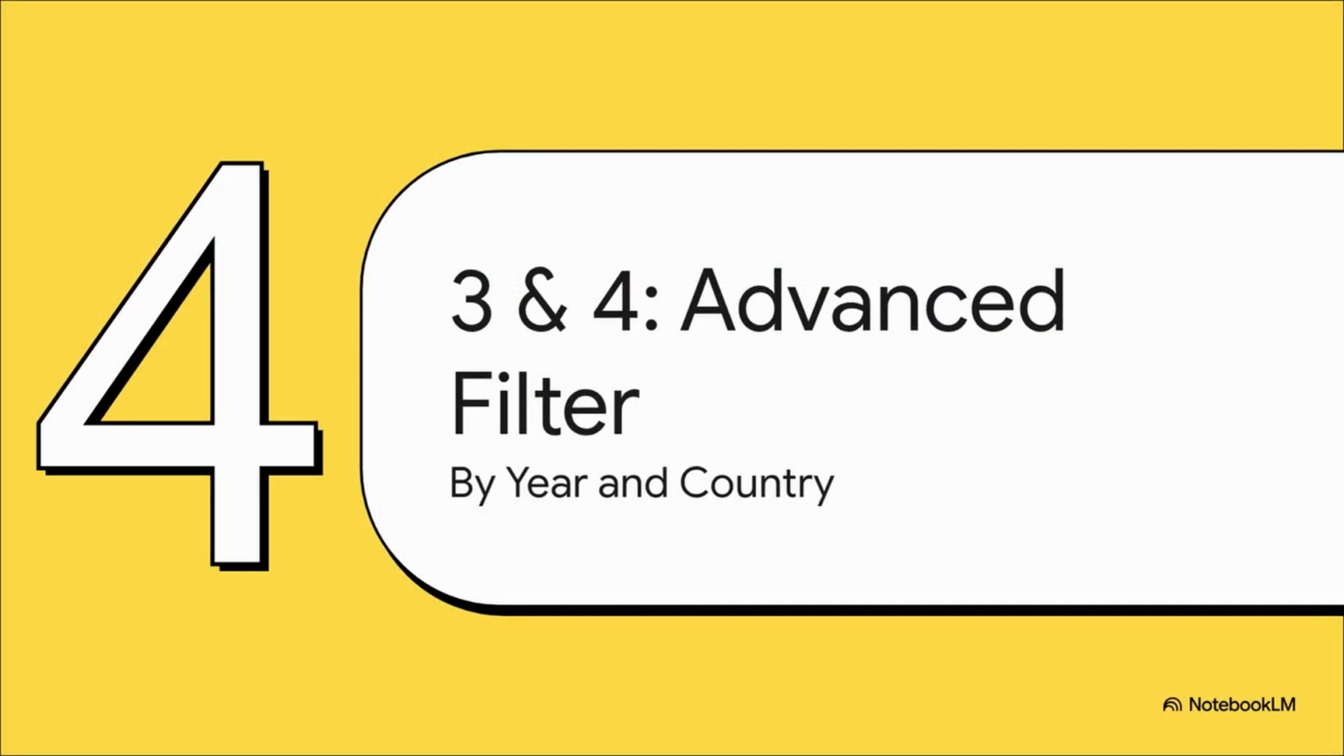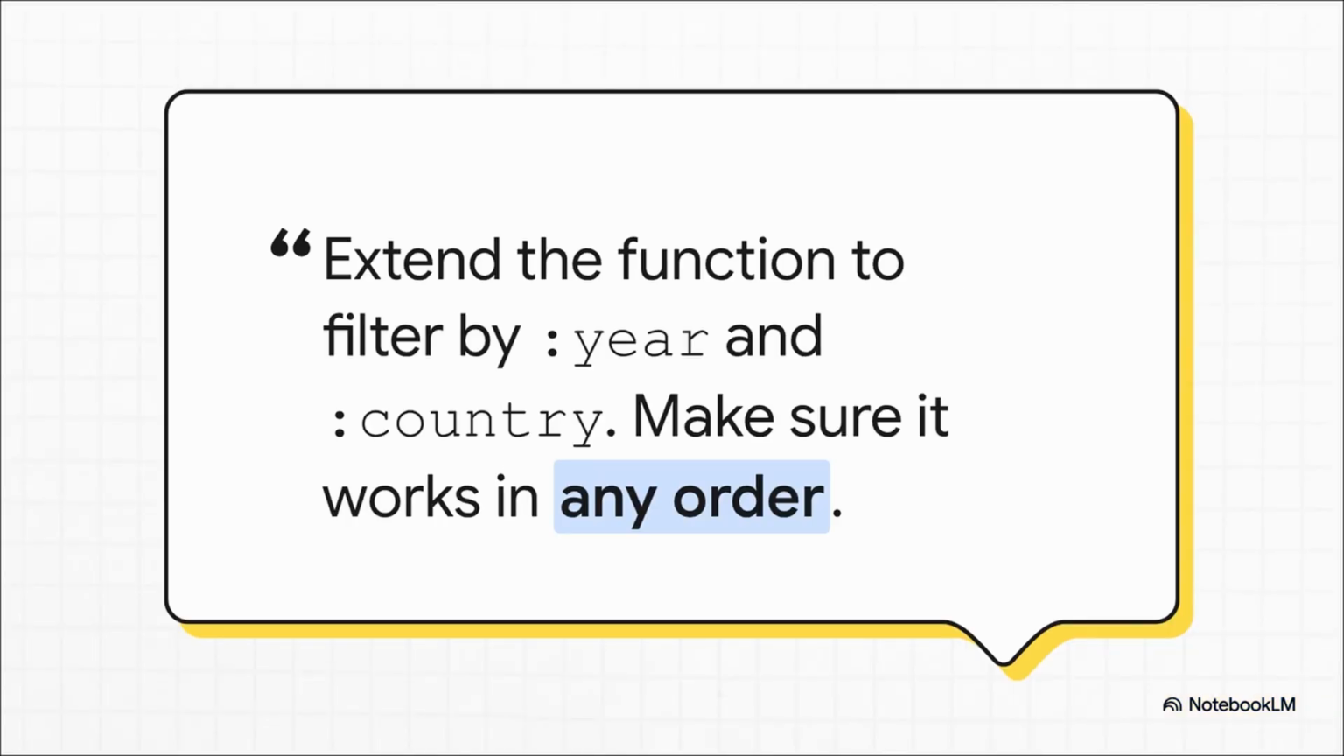Okay, time to level up. We're going to combine the last 2 steps of the exercise now to add some advanced filtering capabilities for both year and country. The instructions are crystal clear. We need to extend our filter/3 function. If a year option is passed in, it should filter by year. If a country option gets passed, it filters by country. And here's the most important part. It has to work if both are provided, no matter what order they're in.